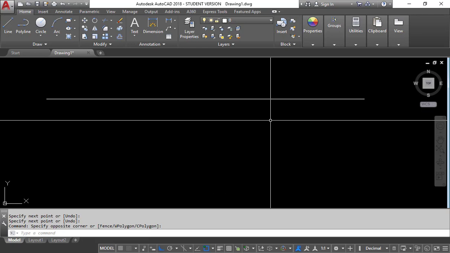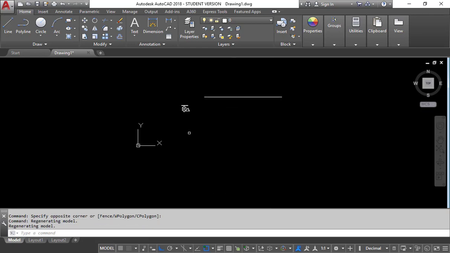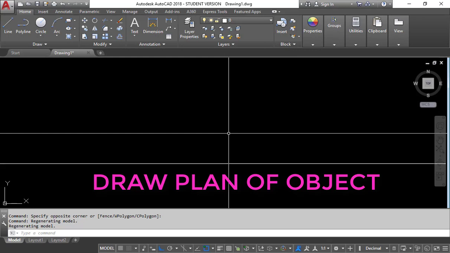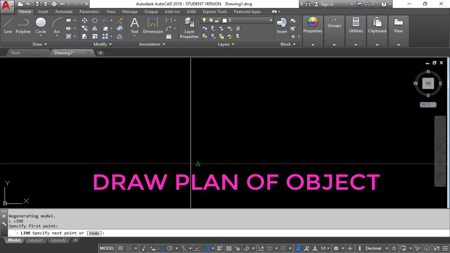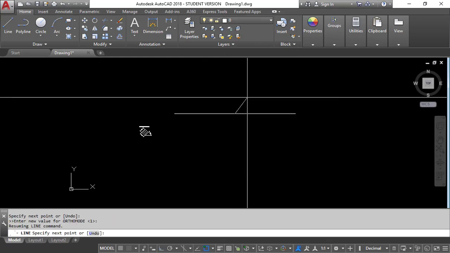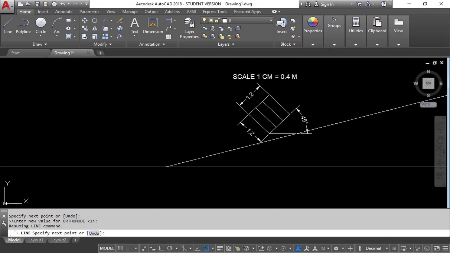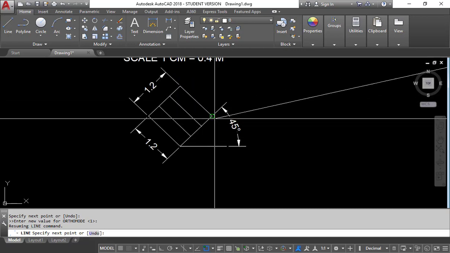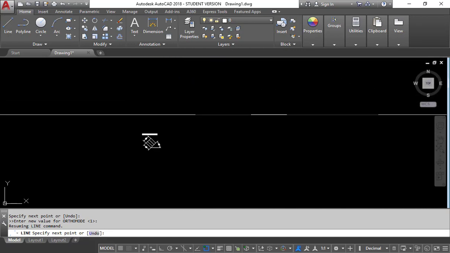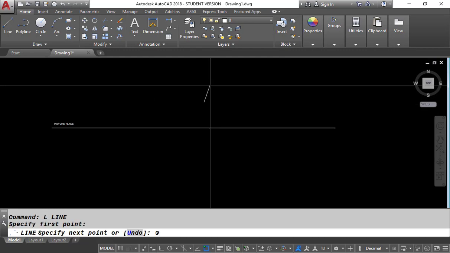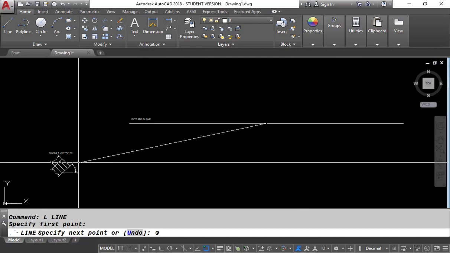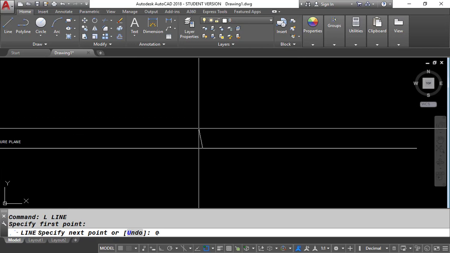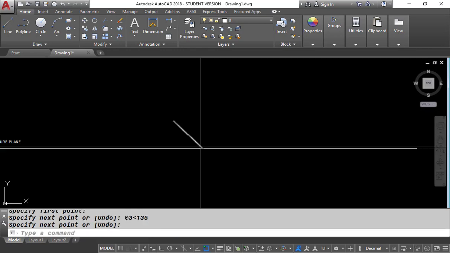Now the second step is we have to draw the plan of this staircase. So let us say I consider one point, let's say from here, and I am drawing the plan. Now here my length is 1.2 meter. So 1.2 divided by 0.4, so it will become 3, and this line is at an angle of 45 degree. So at the rate 3, less than, our angle is 45. So 45 plus 90, that is 135.